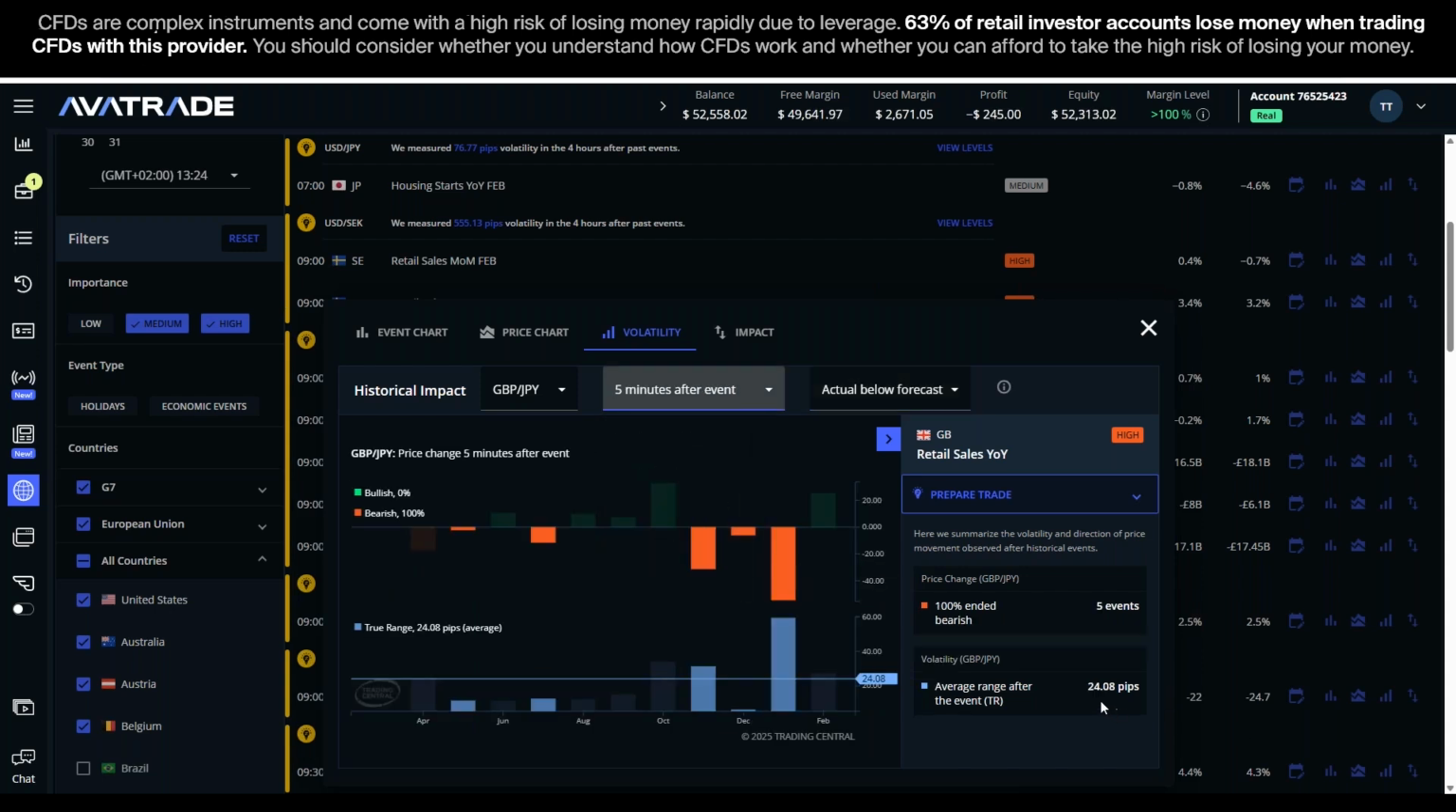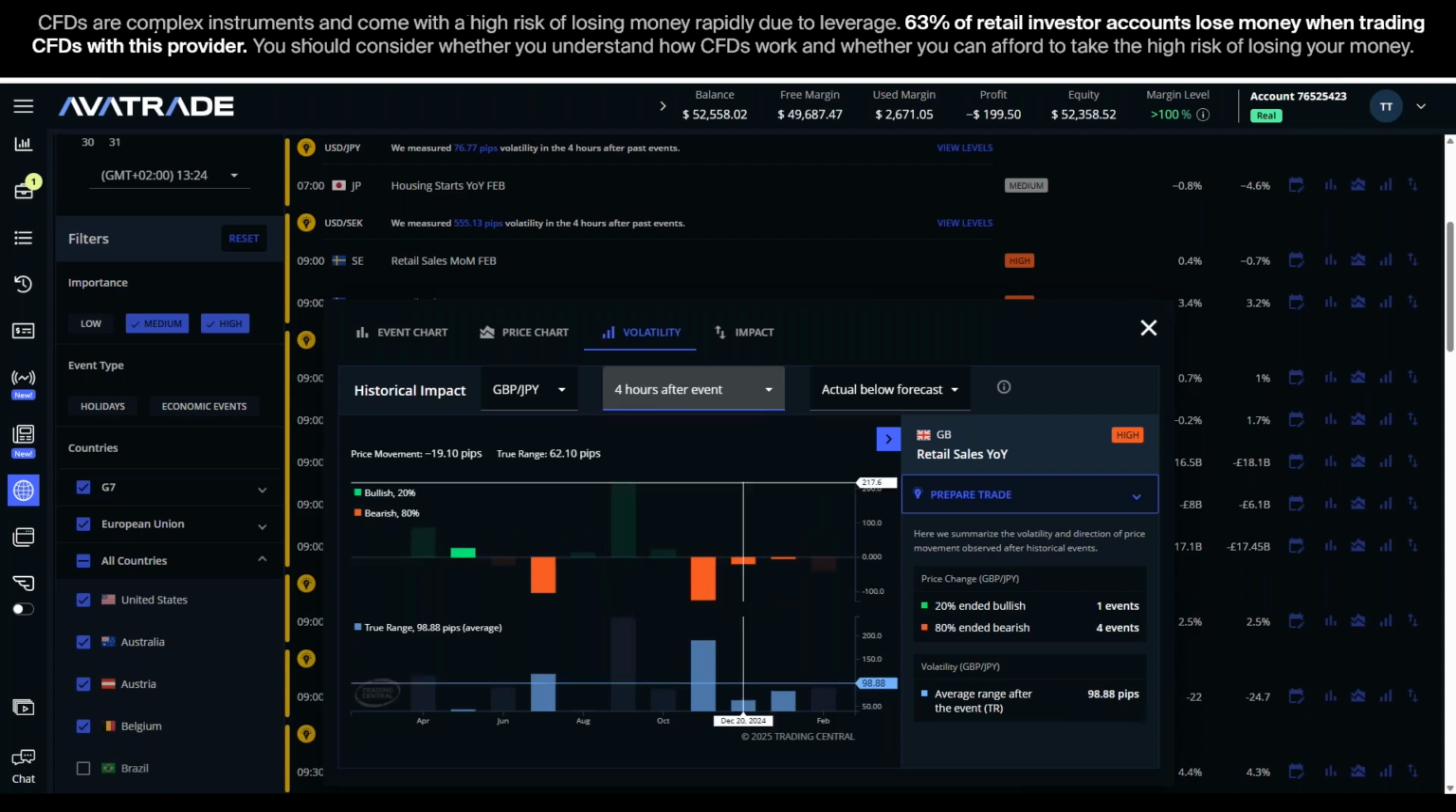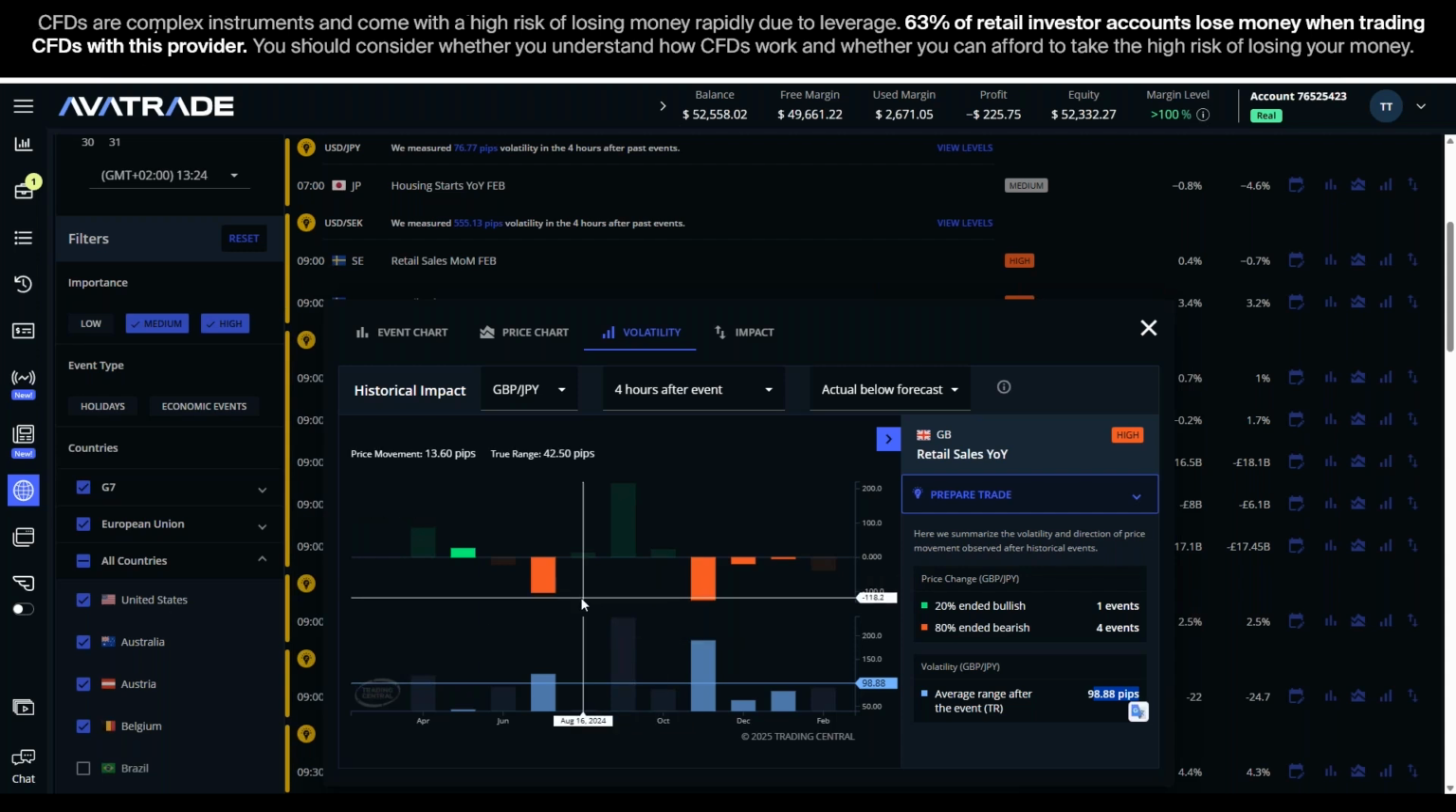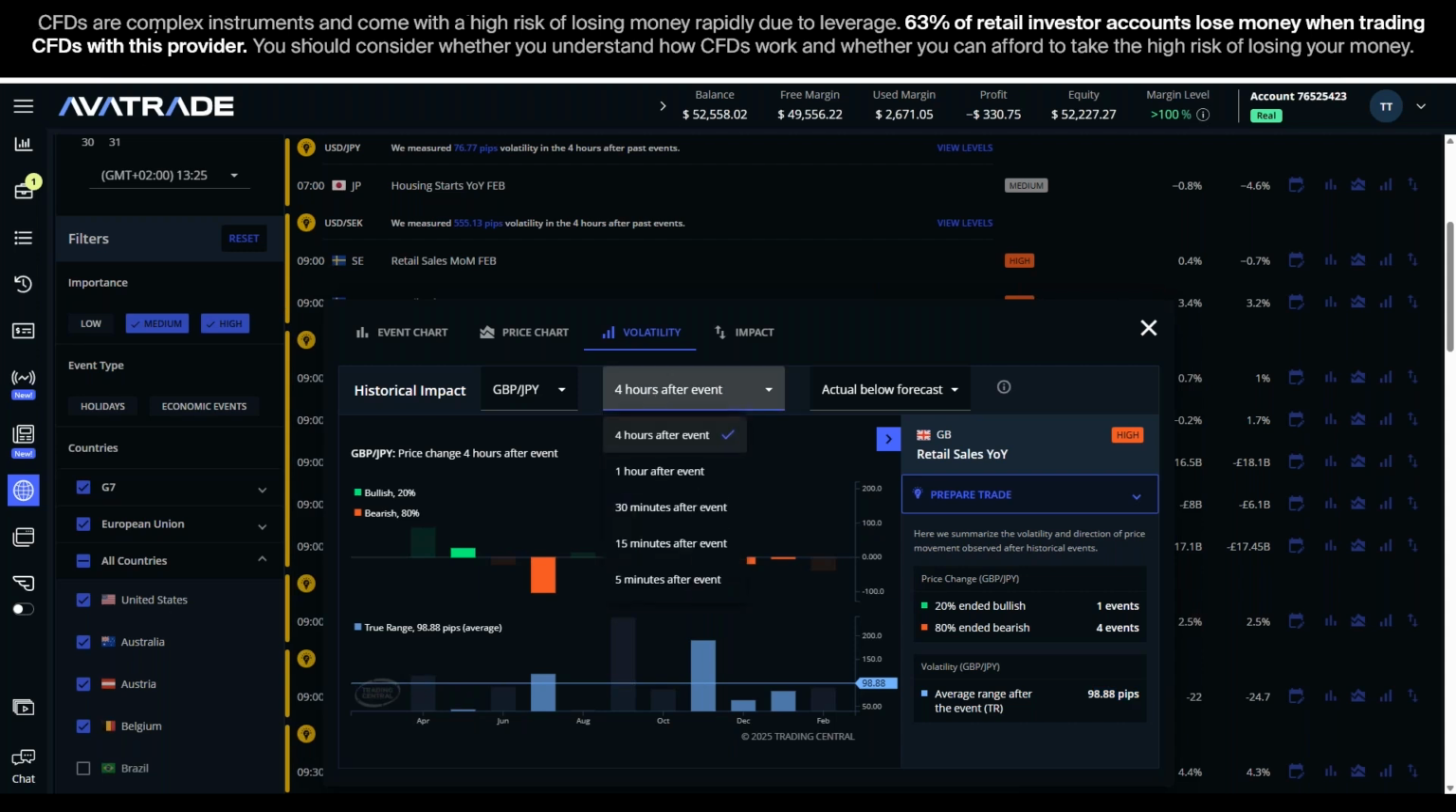And you can say, okay, average range movement 24 pips. After 4 hours, average range movement 98 pips. You see the two that dropped the most went 105 pips and 118 pips. So the one that lost, not such a big deal when the winners are averaging 100 pips movement in the right direction.